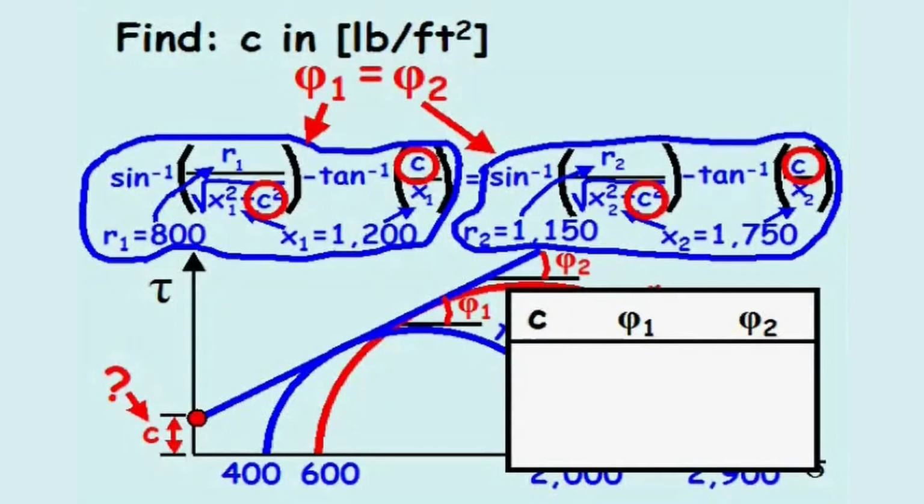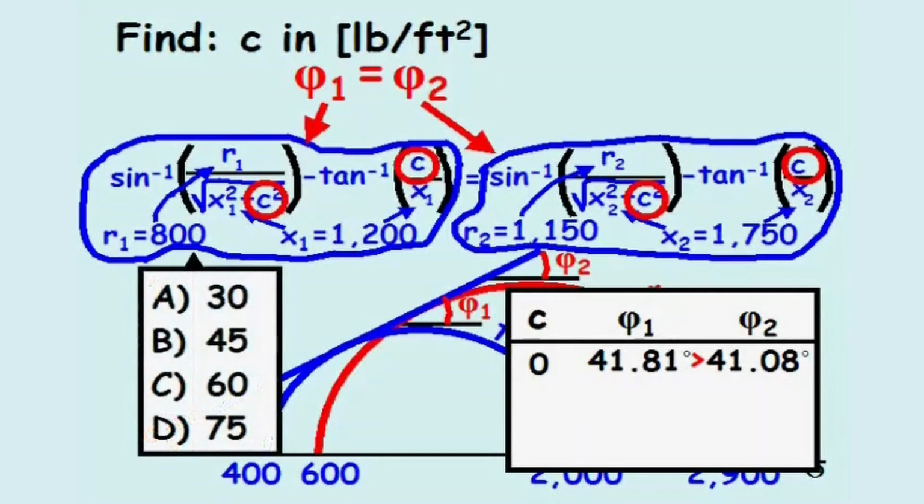And it may be easier to search for the value of c by guessing, such as 0, and solving friction angle 1 and friction angle 2. In this case, we note friction angle 1 is larger. This means our next value of cohesion we evaluate should be larger than 0. Now is where we turn to our possible solutions, and the question arises, what value should we next try for our cohesion?